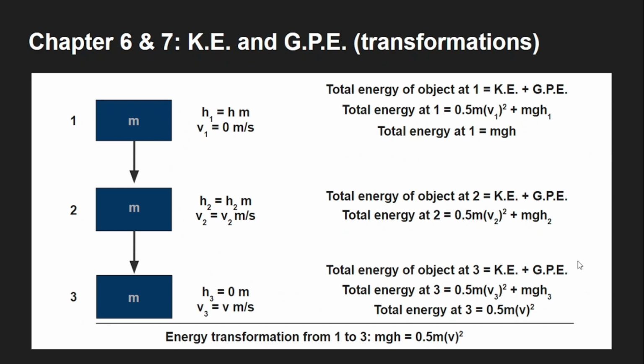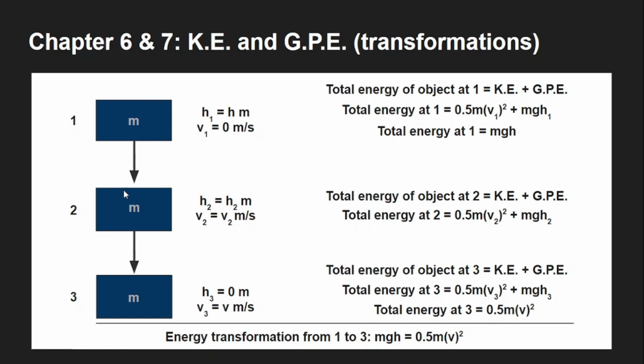So the next thing that I want to look at is how we can use the conservation of energy to find the total energy transformations from point 1 to point 3. So here we have a falling object again, and we've taken a screenshot of 3 different locations. At point 1, its height h1 is equal to h meters. That's the highest point the object is from the surface. Its velocity is 0, so this is the point where the object is just about to be dropped.